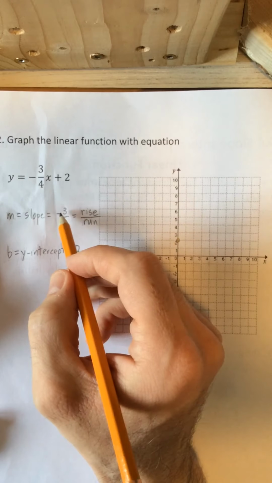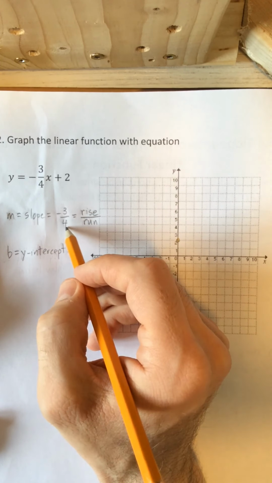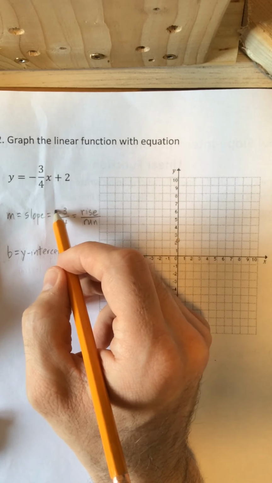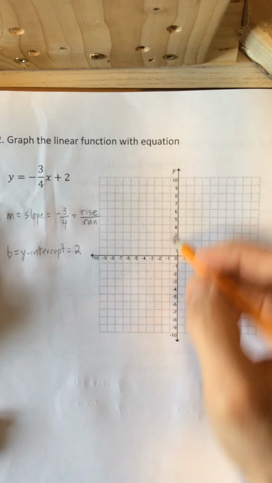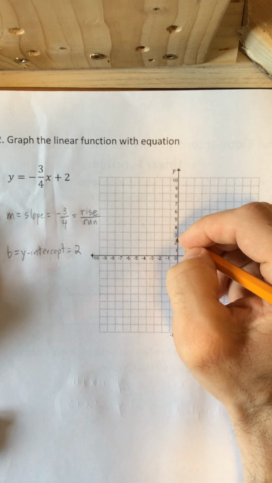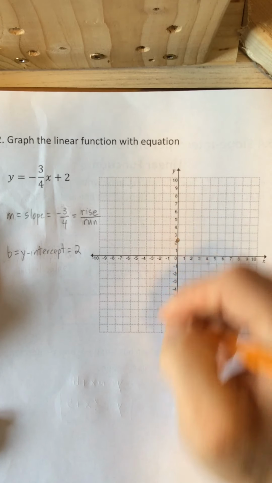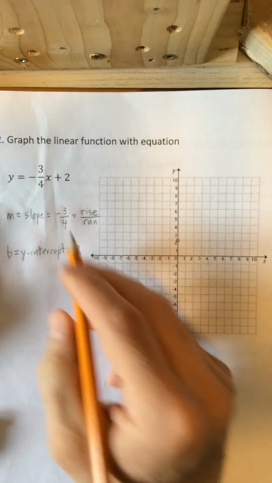So what I would suggest, since both of these numbers are not negative, we can only use one as negative, I would suggest using the negative with the rise. And that way you can tell if the graph is going to go either up if it's positive or down if the rise is negative to begin with. So I would start with this.